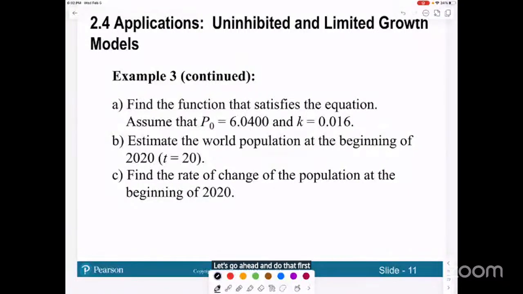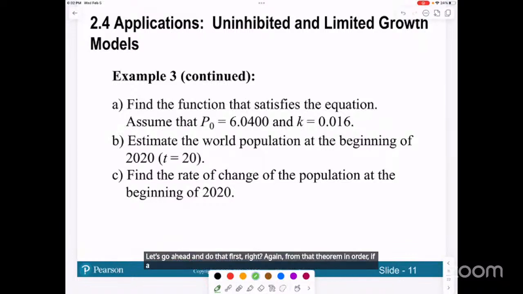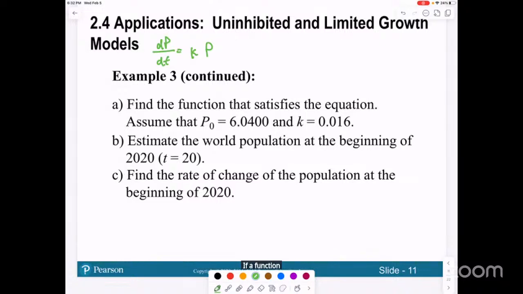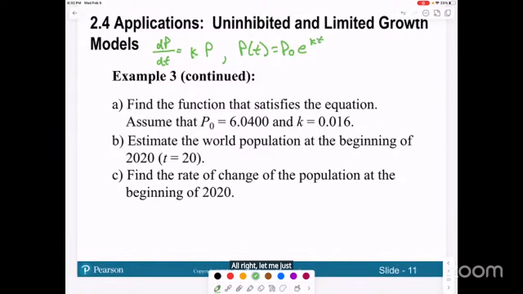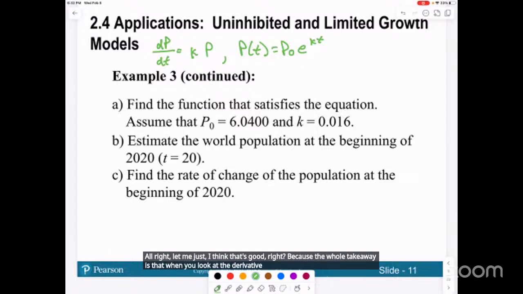Again, from that theorem, a function satisfies dP/dt equals k times P if and only if that function takes on the form P naught times e to the kt. That's it. The whole takeaway is that when you look at the derivative, it's going to be that rate of change times the original.